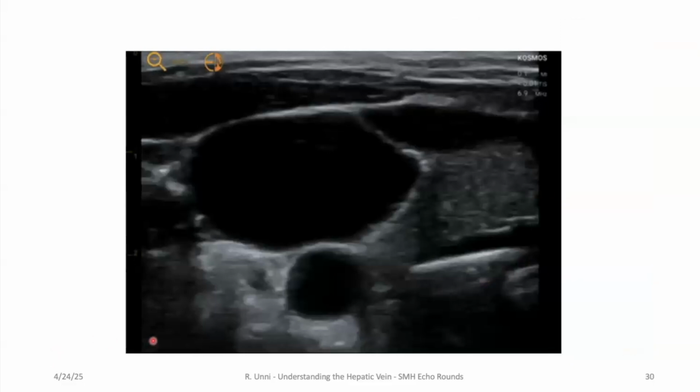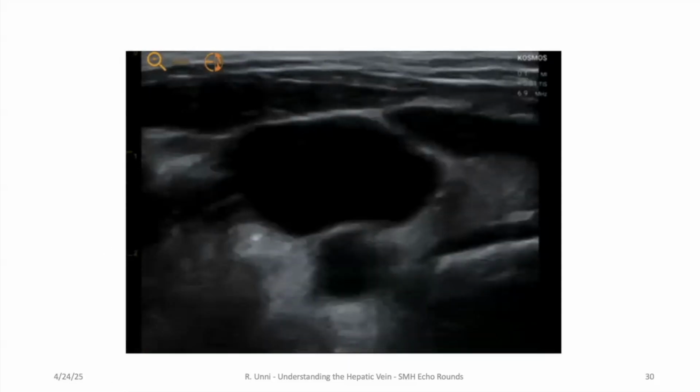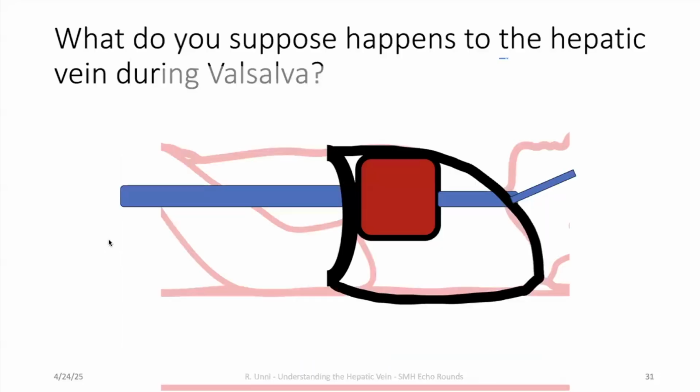And for the clinicians on this talk, anybody who's ever tried to put in an internal jugular vein line, like a triple lumen or something like that, trying to cannulate the internal jugular vein, knows that when a patient does a forceful exhale, you get this distension of the jugular vein. So let me ask you, what do you suppose happens to the hepatic vein during Valsalva? Similar structures, both the internal jugular vein and the hepatic vein are extrathoracic, they're outside the thorax. When you do Valsalva, what do you think should happen to the IVC and to the hepatic vein?